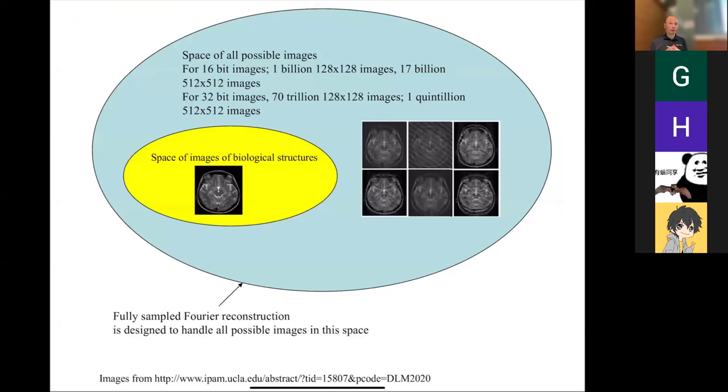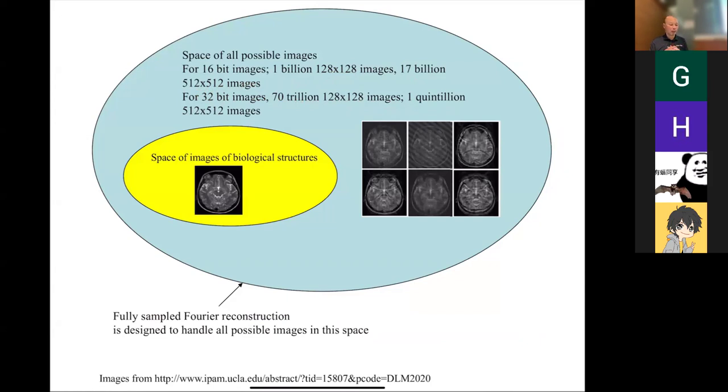But we've still tried to solve the entire problem without even taking advantage of the fact that the images we're looking at have a certain quality to them. There's some a priori information about the images, right? If I do, for example, 16-bit images, it turns out there's a billion possible 128 by 120 images, and there's 17 billion possible 5 by 12 images. If I go to 32 bits, there's 70 trillion or 1 quintillion images.